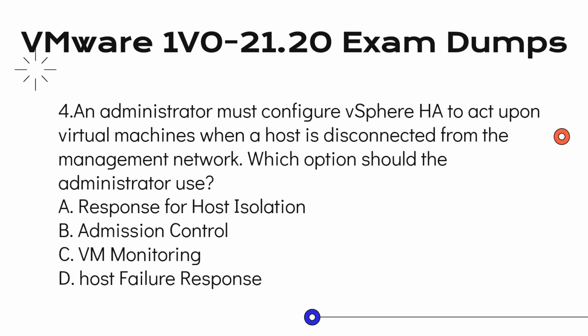4. An administrator must configure vSphere HA to act upon virtual machines when a host is disconnected from the management network. Which option should the administrator use? A. Response for host isolation. B. Admission control. C. VM monitoring. D. Host failure response.